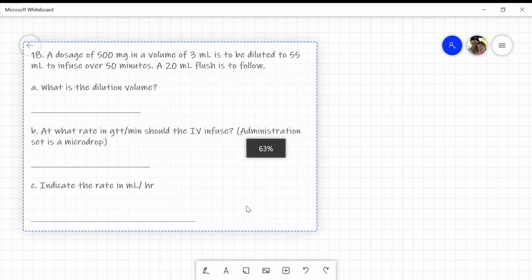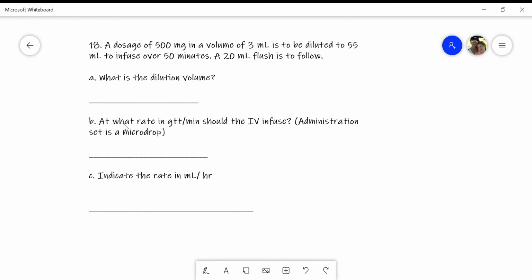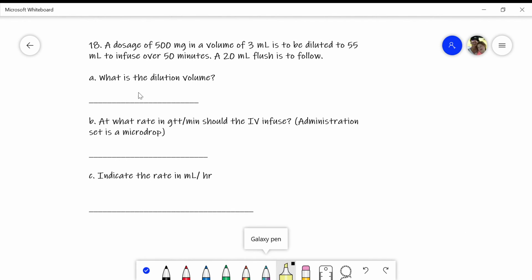And so for 18, your dosage of 500 milligrams in a volume of 3 milliliters is to be diluted to 55 milliliters. It's to infuse over 50 minutes. And it's not even going to ask us about this, so we don't need to know that. What is your dilution volume?